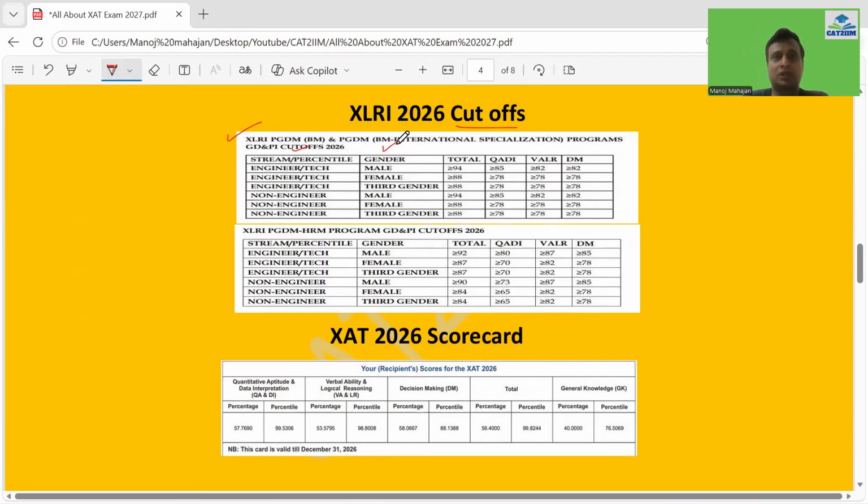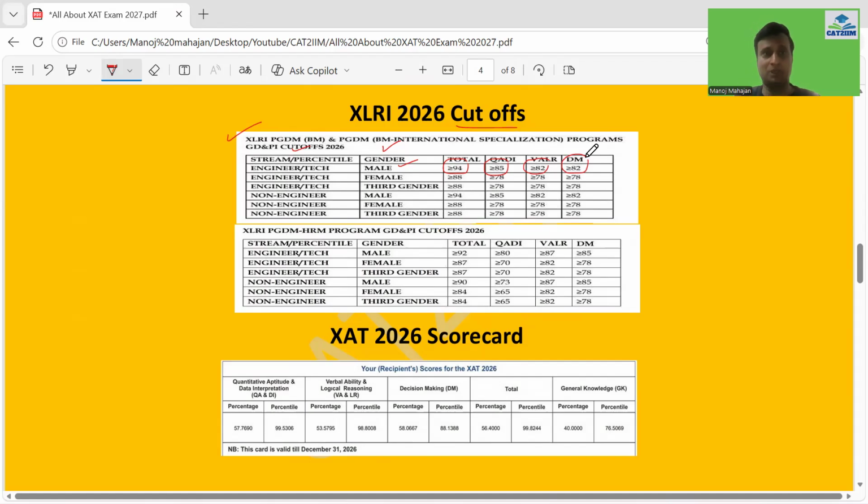So I'll talk about one of the streams over here, engineer, if you are, and male. So the overall cutoff, if I look, was greater than or equal to 94 percentile. In terms of QADI, it was greater than or equal to 85. For VLR, it was greater than or equal to 82. And for decision making, again the same, greater than or equal to 82. So for different stream and gender combinations, you have different cutoffs.